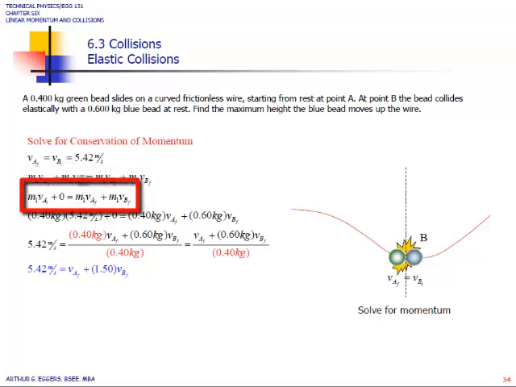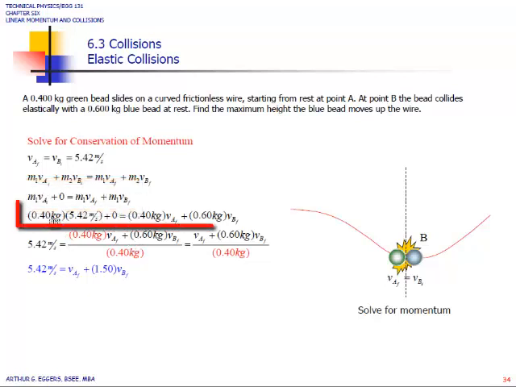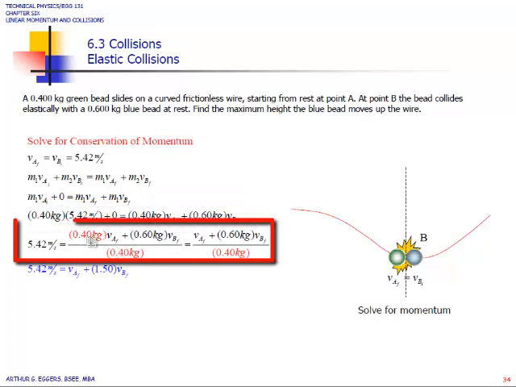Mass and velocity associated with bead B on this side of the relationship. B is at zero, so that simplifies the problem down to just mass 1 velocity A is equal to the reaction that occurs on the other side. So we put our values in, 4/10 of a kilogram, 5.42 meters per second, add our masses in on the other side, and solve then for our relationship.